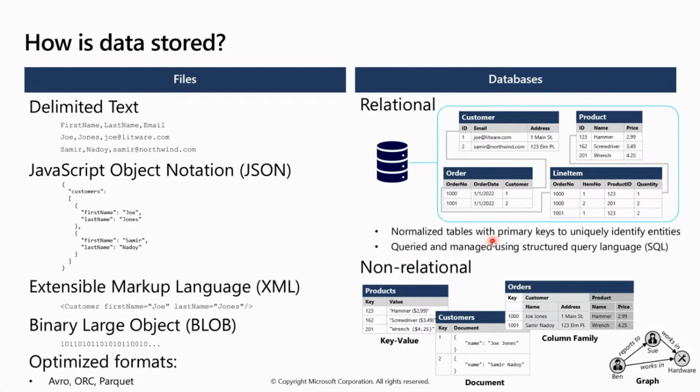So we normalize tables with primary keys to uniquely identify entities. One thing you should be very confident about while understanding any concepts in relational databases: if our data is organized in a structured way, retrieving that data will be very easy. Retrieval of data, we call it a query, and it is queried and managed using Structured Query Language.